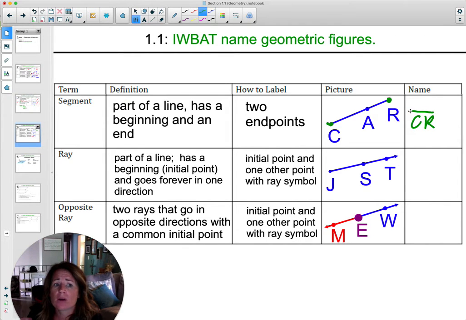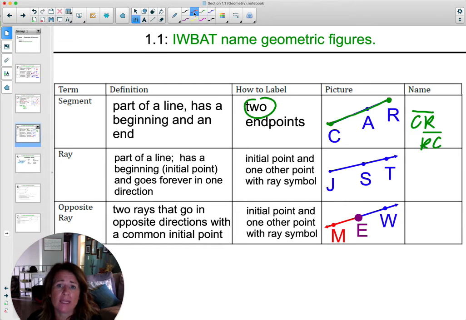So no arrows on the top. You can say these backwards too. It could be CR or it could be RC. Both of these are fine. But draw a picture above, capital letters, use the endpoints. You cannot name this AC. This whole segment right here, starting point, stopping point, use those. You cannot use 3 letters. So the 2 endpoints.